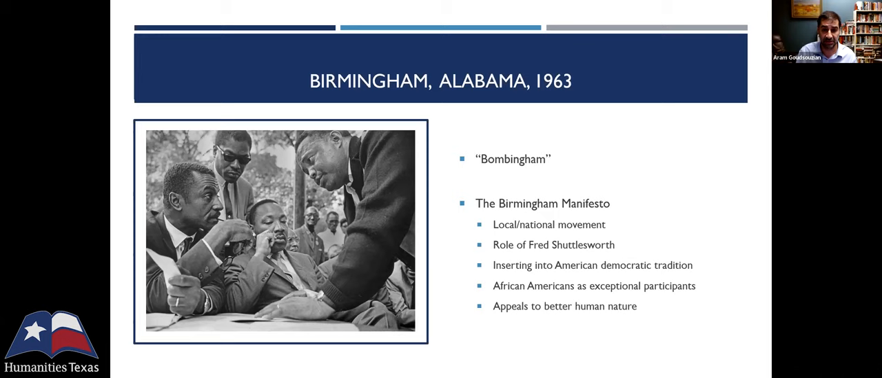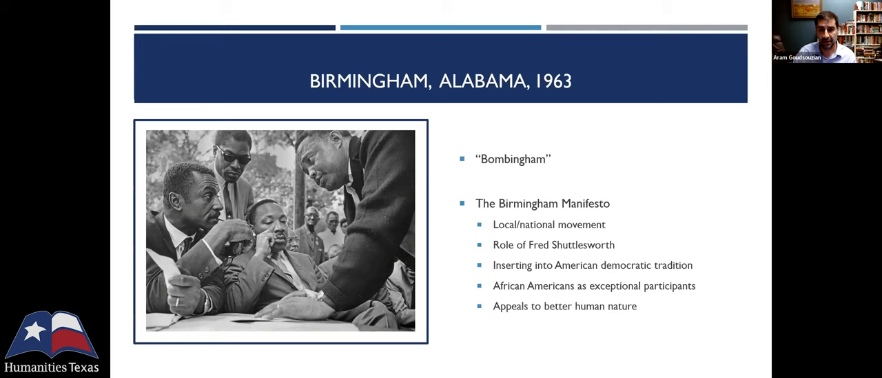This is a document drafted in particular by Fred Shuttlesworth, a giant in the local Birmingham movement, and it gives us a great intersection for thinking about the theme of local movements and national movements, right? Shuttlesworth is a close associate of Martin Luther King. He's part of the Southern Christian Leadership Conference, King's organization, but he is also at the center of local concerns. He's the person Black people in Birmingham gravitate toward in the civil rights movement. And this document is drafted at the very beginning of the Birmingham movement that begins in the spring of 1963.